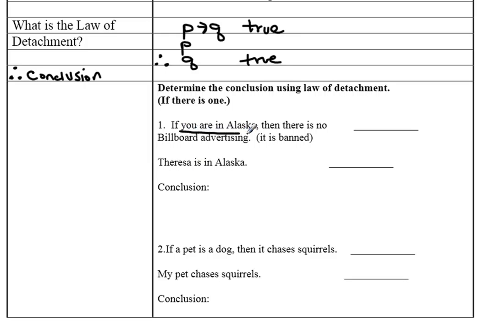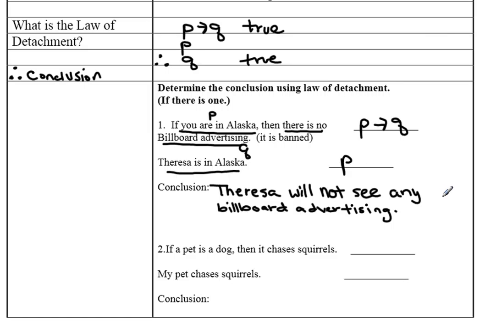So if you are in Alaska, where you are in Alaska would be P, there is no billboard advertising because it's banned, would be Q. So this reads if P then Q. Well, Teresa is in Alaska. Someone being in Alaska is referring to P. So Teresa is in Alaska. So we have P then Q. P is true. So our conclusion is Q. So the conclusion, as it relates to Teresa, is that Teresa will not see any billboard advertising. And that would be Q.